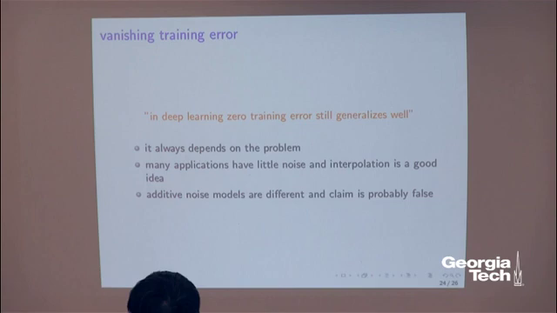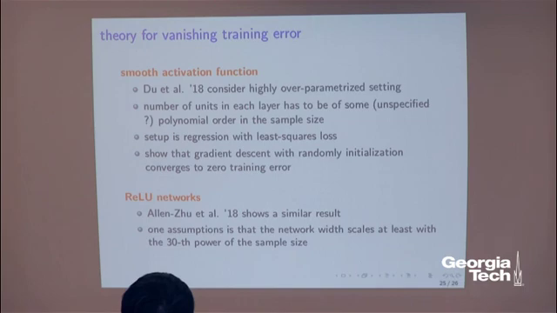There are sort of interpolation problems with very little noise, and then interpolation might indeed be a good idea. But for additive noise models, and the ones we look at in statistics, this is probably not a true statement. And now, what are the known results for vanishing training errors?